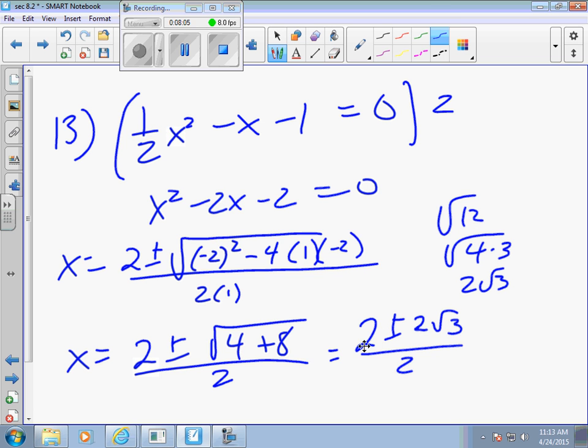Notice that everything is divisible by 2 because I multiplied by 2. But I didn't have to deal with fractions. So I get 1 plus or minus the square root of 3.